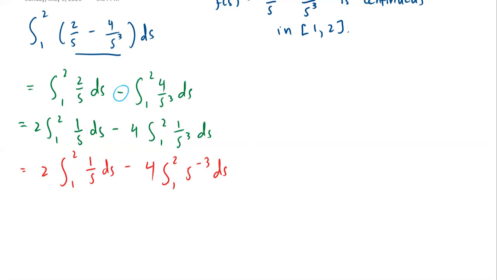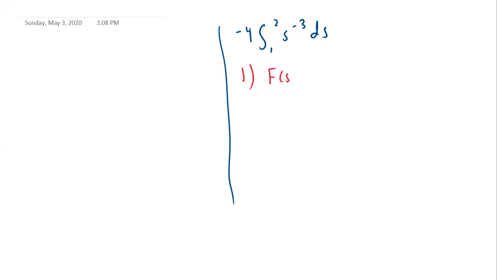Okay. So let's work with this part first, because it's gonna be the easier part to work with. So let's go to another slide. So we have negative 4, integral from 1 to 2 of s to the negative 3 ds. Again, s to the negative 3 is continuous on this interval. By the fundamental theorem of calculus, you first find an antiderivative. So a big F of s such that F prime of s equals f of s, right? So an antiderivative of this function.